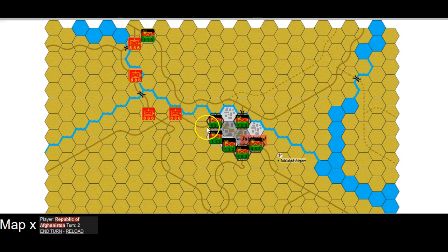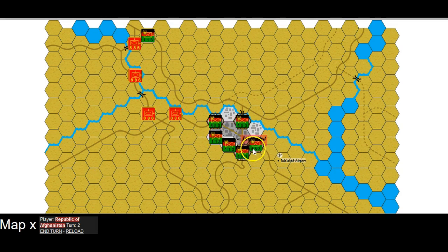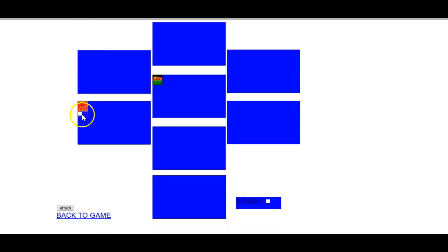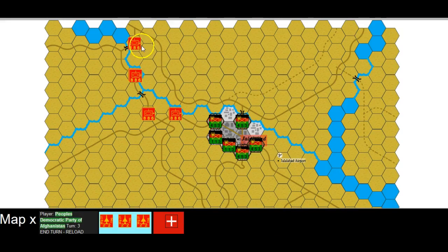Okay, well, the pressure's on now. Still not going to move our positions. Well, I'm pretty sure we will eliminate him this time. Yes. And that preserves our supply lines. We'll bring him back over the river.